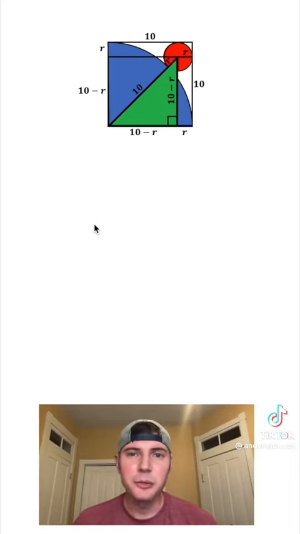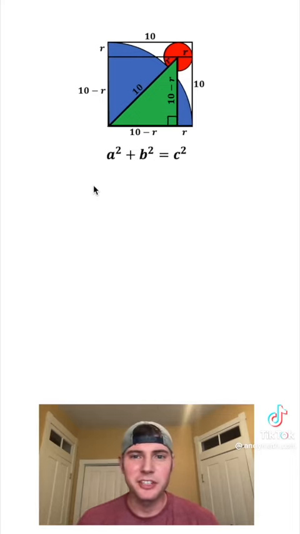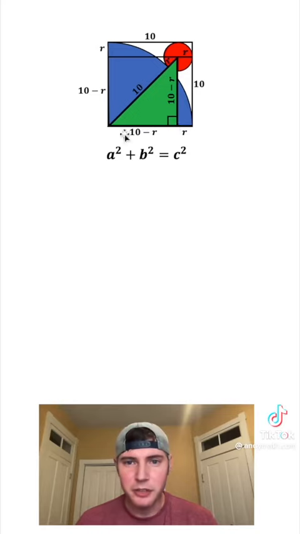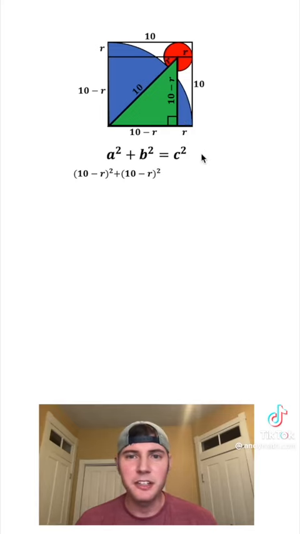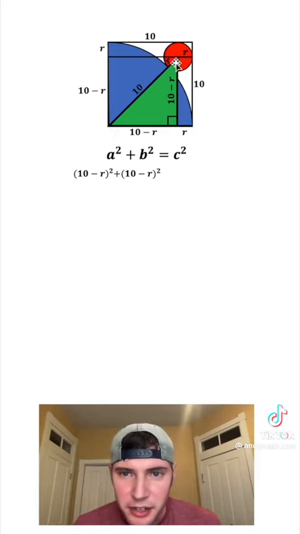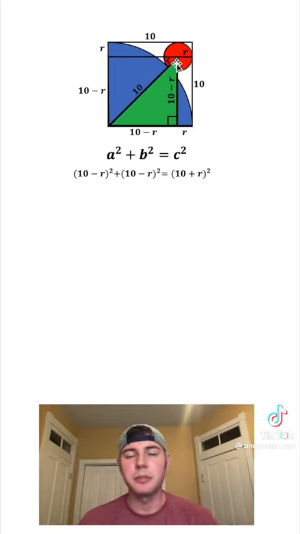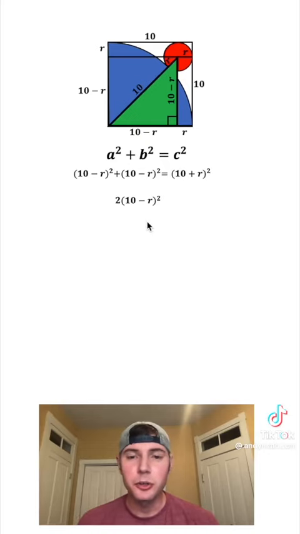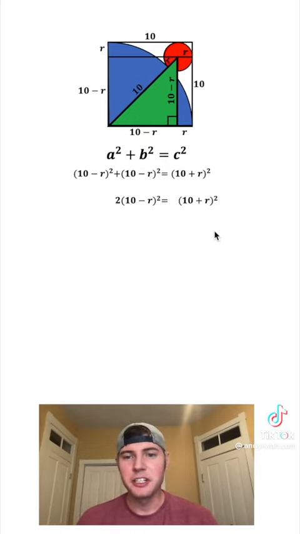Since it's a right triangle, we can do a squared plus b squared equals c squared. So a can be this bottom one here, which would be (10 minus r) squared. B can be this height, which would be (10 minus r) squared. And c goes all the way from here up to here, so it's going to be (10 plus r) squared. (10 minus r) squared plus (10 minus r) squared is equal to 2 times (10 minus r) squared. And then we can just bring down this side.